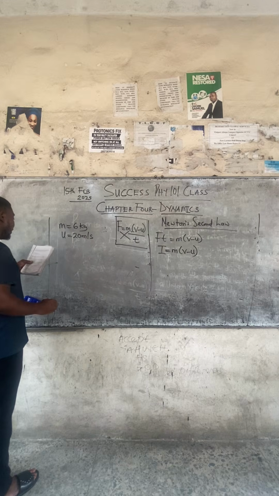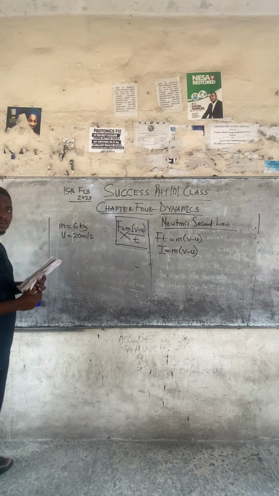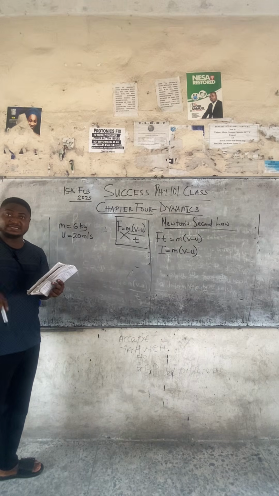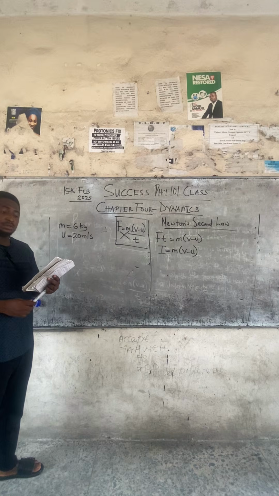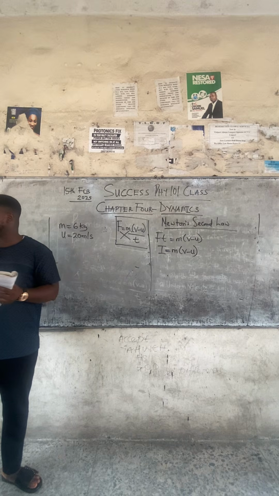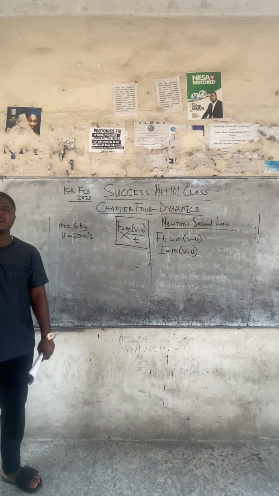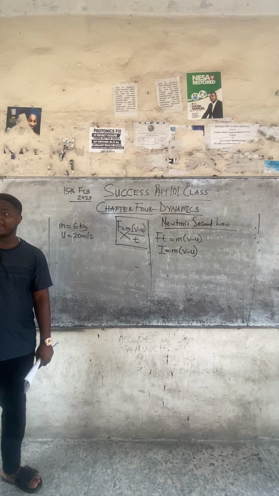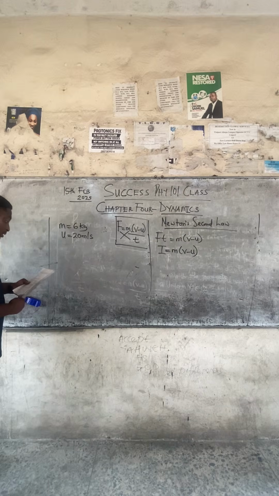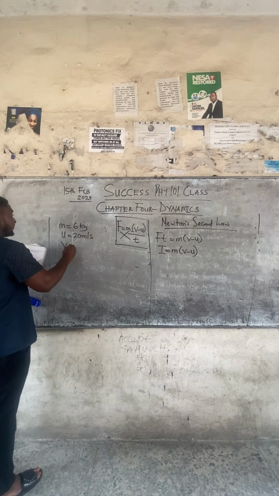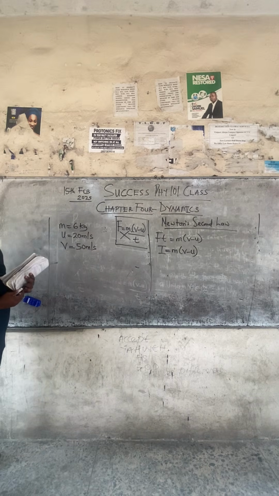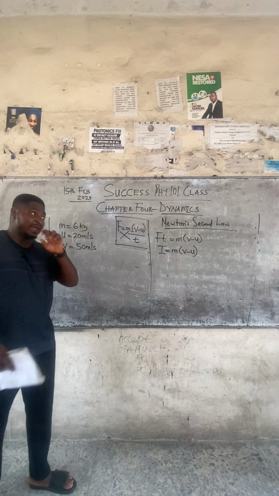It suddenly is hit by another body moving in the same direction, thereby changing the speed of the former body to 50 meters per second. What is the impulse received by the first body?